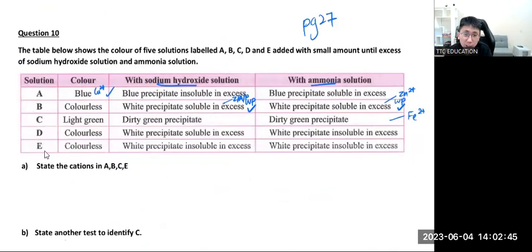How about E? The one E, E is colorless again. White precipitate insoluble in excess. White precipitate insoluble in excess. Right? Try to find out what is the answer for E. Not doing D, guys, because they only want A, B, C, and E, so they skip D, or I don't know why, but we follow. So what is the cation in E? I'll give you a little bit of 1 to 2 minutes to brainstorm.